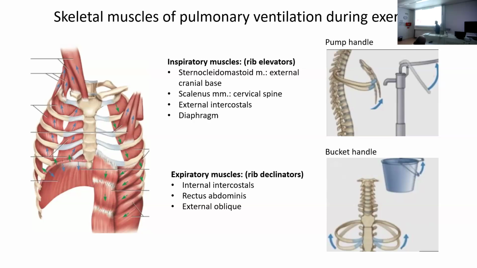So the biomechanics of the breathing is interesting to know. And here's just a quick summary of those muscles that act on the rib cage. For the inspiration, we have the sternocleidomastoid and the scalenus muscles, as well as the external intercostals and the diaphragm. And for the expiratory muscles, we have mainly the abdominal muscles that pull the lower part of the rib cage and produce a forced expiration.